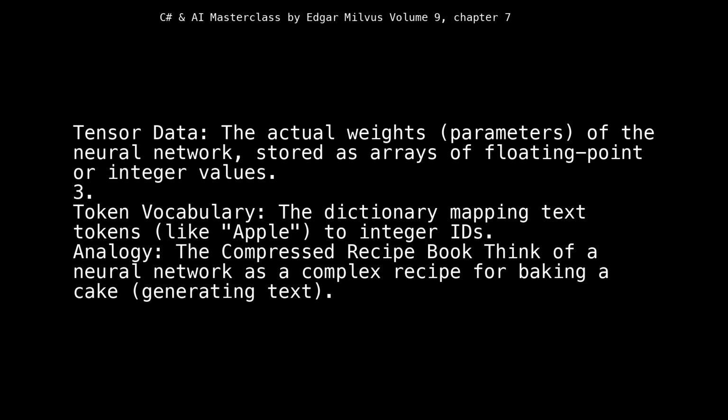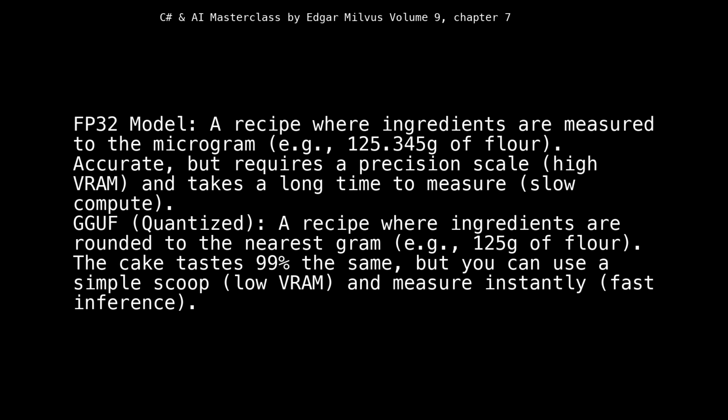Analogy, the compressed recipe book. Think of a neural network as a complex recipe for baking a cake, generating text. FP32 model: a recipe where ingredients are measured to the microgram, e.g., 125.345 g of flour. Accurate, but requires a precision scale, high VRAM, and takes a long time to measure, slow compute. GGUF, quantized: a recipe where ingredients are rounded to the nearest gram, e.g., 125 g of flour. The cake tastes 99% the same, but you can use a simple scoop, low VRAM, and measure instantly, fast inference.